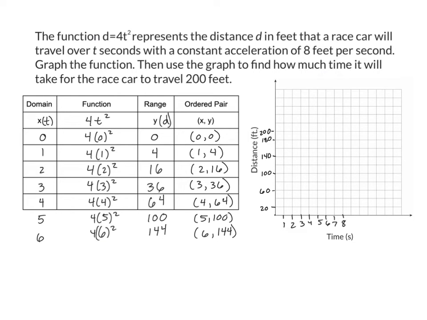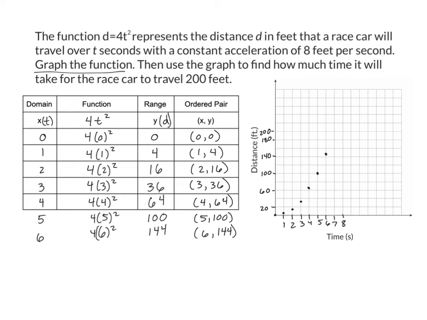So we have 0, 0 is our first ordered pair. At 1 second, we had a range of 4, so somewhere down here. 2 was 16, so closer to 20. 3, 36, so below 40. 4, we have 64, so just above 60. 5, 100. 6, 144. So just about there. So we graphed the function.